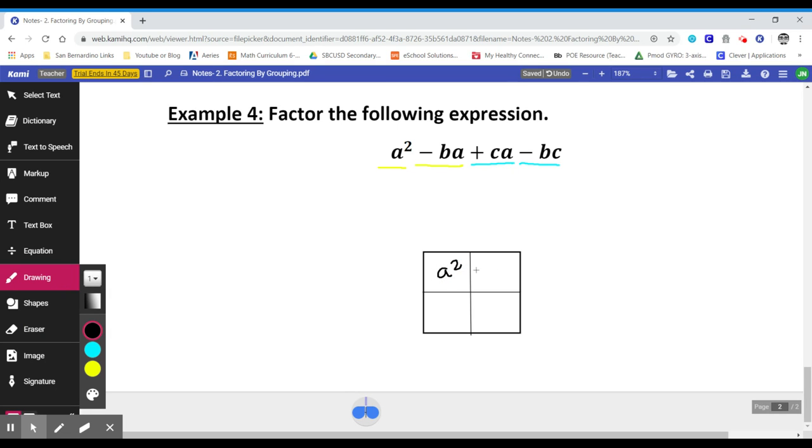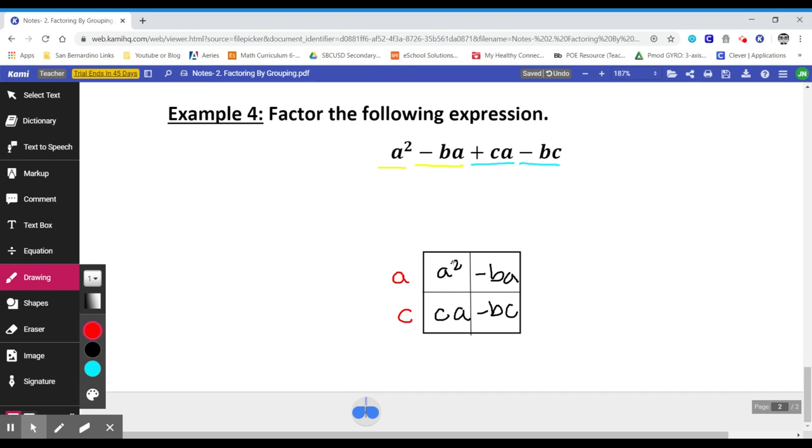So first one goes there, second one goes there, BA, third one goes there, that is CA, and the last one goes there, which is negative BC. So what can I take out of the row of the box, the first row? It looks like I can take out an A from the first row. What can I take out of the second row? It looks like I could take out a C, positive C.